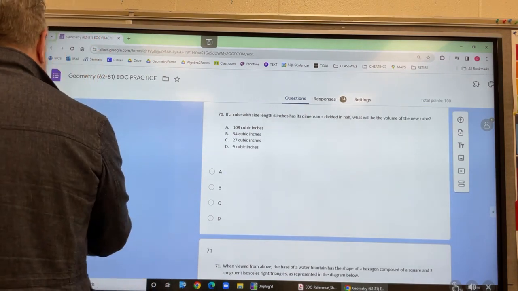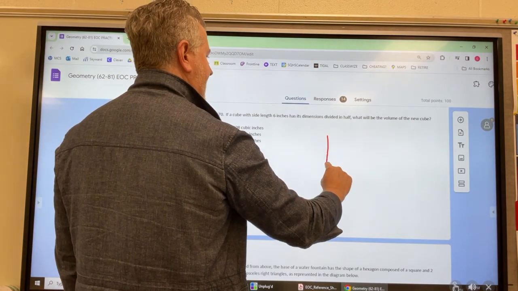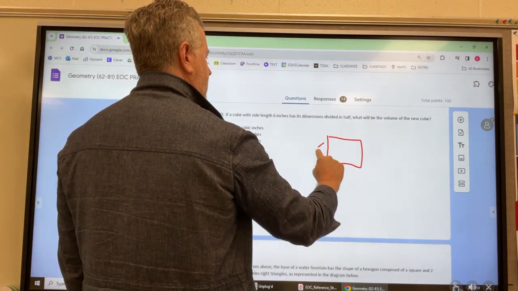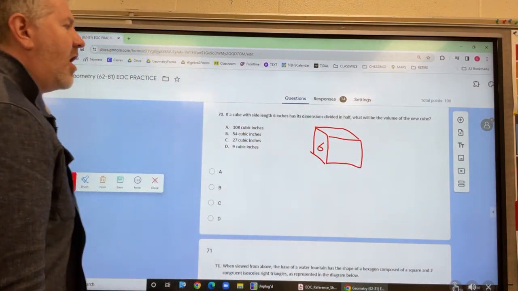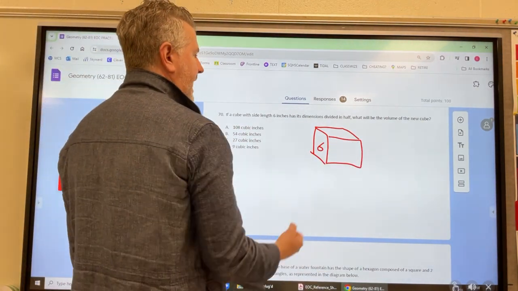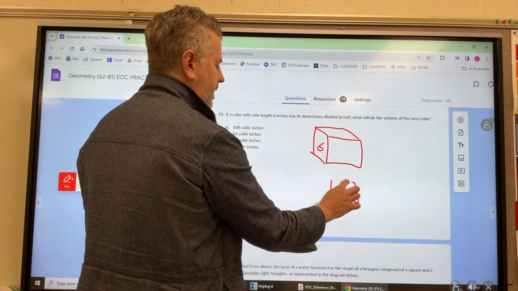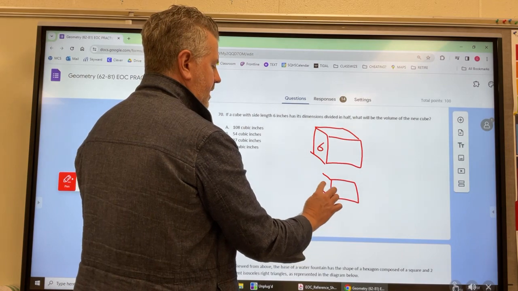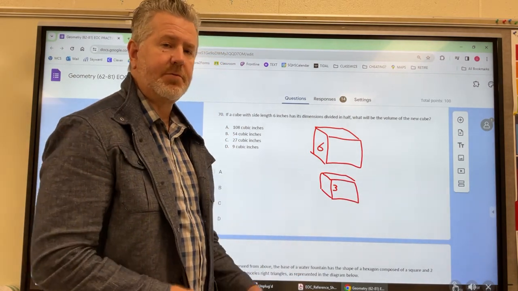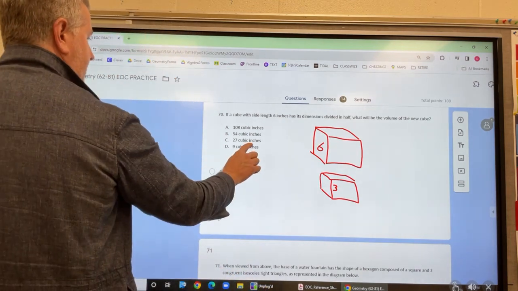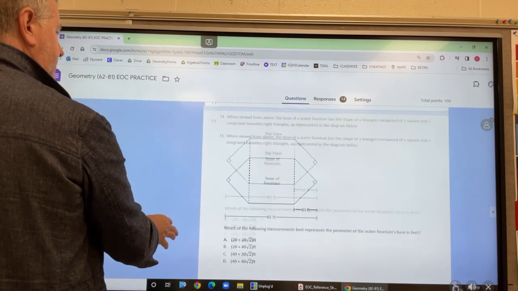If a cube with side length 6 has its dimensions divided in half, it's a cube, right? What will be the volume of the new cube? So we're going to have its dimensions divided in half, which just means we're going to have a much cuter cube with a side length of 3. 3 times 3 times 3 will be the volume of that cube, which is 3 cubed, which is 27. So we're going to go with C on that one.